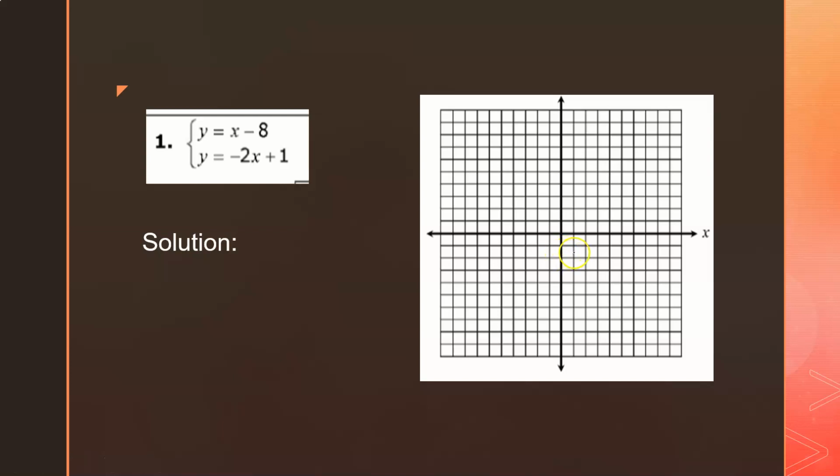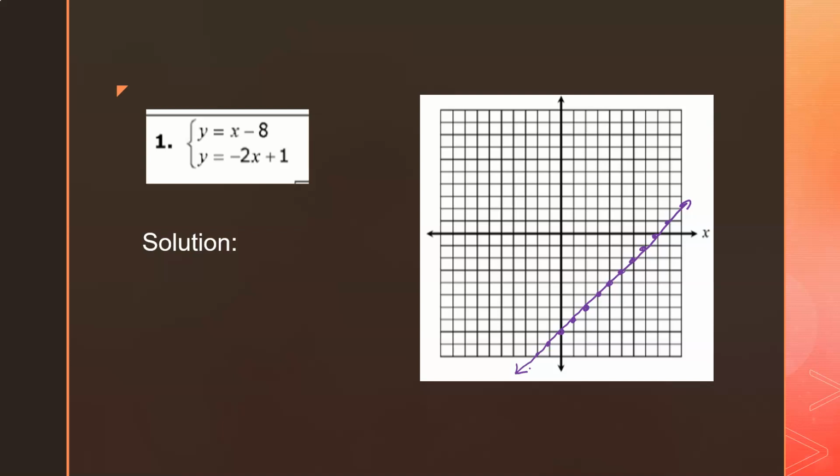So let's graph y equals x minus 8. We're going to start at negative 8 on the y, and then our slope is positive 1. It's important to draw these lines as straight as you possibly can. Using a ruler is optimal so that you can identify the appropriate solution.